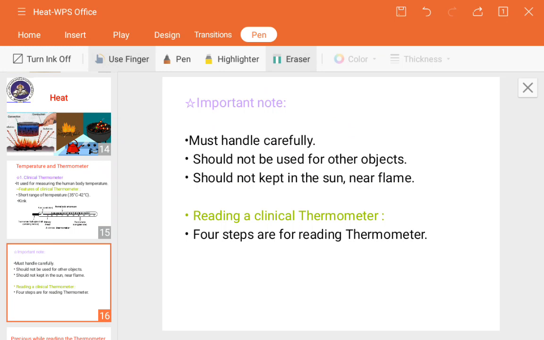Next, in the third step, now put the bulb of the thermometer under the tongue of the patient for about 1 minute.